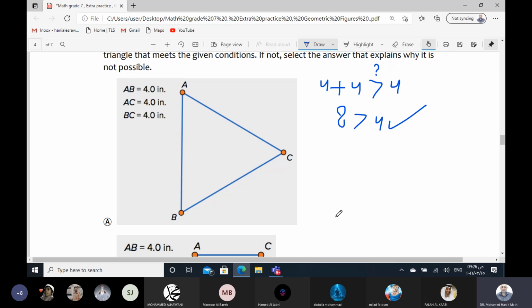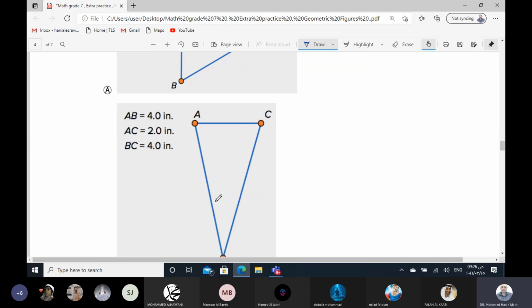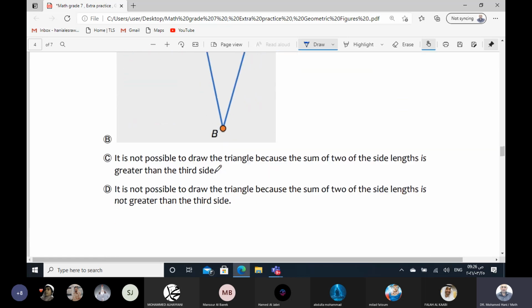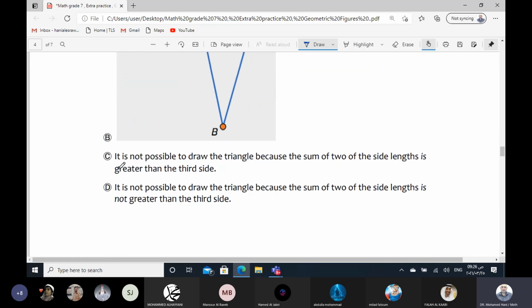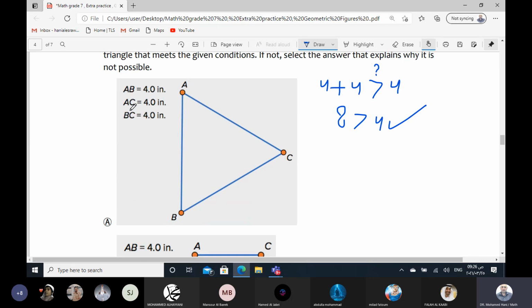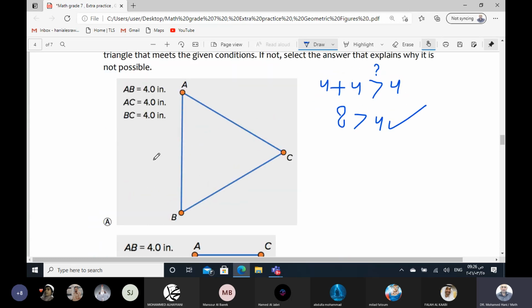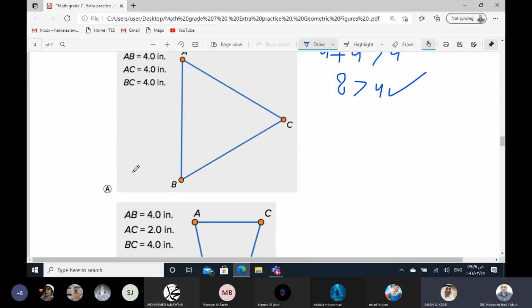So here we have this option, as you see. Here it is not possible, so this is wrong, and here it is not possible, this is wrong. So we can choose between the two choices, A and B. Which is correct, A or B? A.